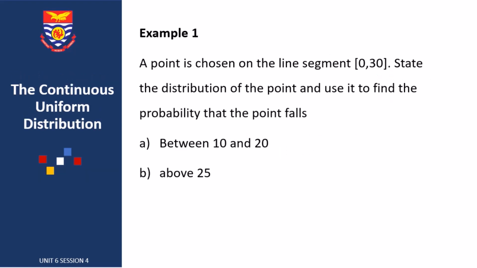An example. A point is chosen on the line segment with the interval [0, 30]. We are to state the distribution of the point and use it to find the probability that the point falls between (a) 10 and 20, and (b) above 25. I hope it's clear. So look at the solution too.